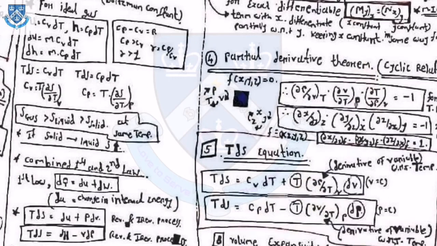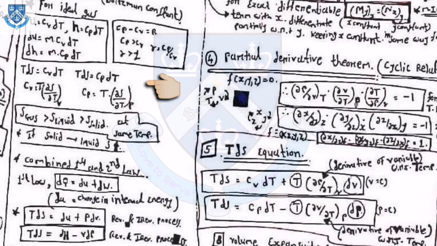After that, for ideal gases, u is equal to Cv dT, h is equal to Cp dT, du is equal to m Cv dT, and dh is equal to m Cp dT. And Cp minus Cv is equal to R, Cp is greater than Cv, where gamma is greater than 1, or also you can say that gamma is equal to Cp by Cv. Okay, then T ds is equal to Cv dT, Cv is equal to T ds by dT at constant volume, and T ds is equal to Cp dT, Cp is equal to T ds by dT at constant pressure. These both equations were asked in the GATE examination in 2018 or 19.